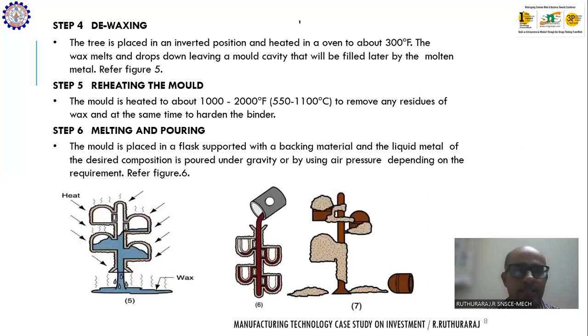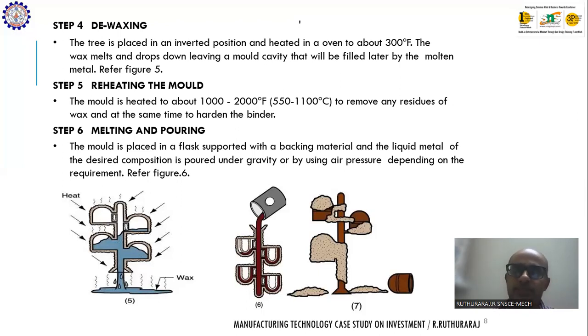Once the coating is done, we'll pour molten metal directly into the slurry. But before pouring molten metal, we'll place the slurry in the oven. As you remember, the pattern is made of wax and the slurry is coated over the wax. Once it is kept in the oven, the wax melts at a low temperature and comes out, as we can see in image 5. Also the investment slurry will harden into a very smooth glass-like structure.